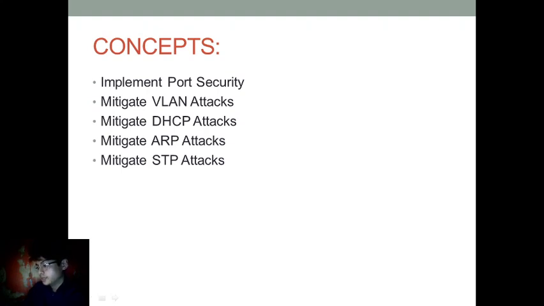Then DHCP snooping. It does not rely on source MAC addresses. Instead, DHCP snooping determines whether DHCP messages are from an administratively configured trusted or untrusted source. It then filters DHCP messages and rate limits DHCP traffic from untrusted sources.